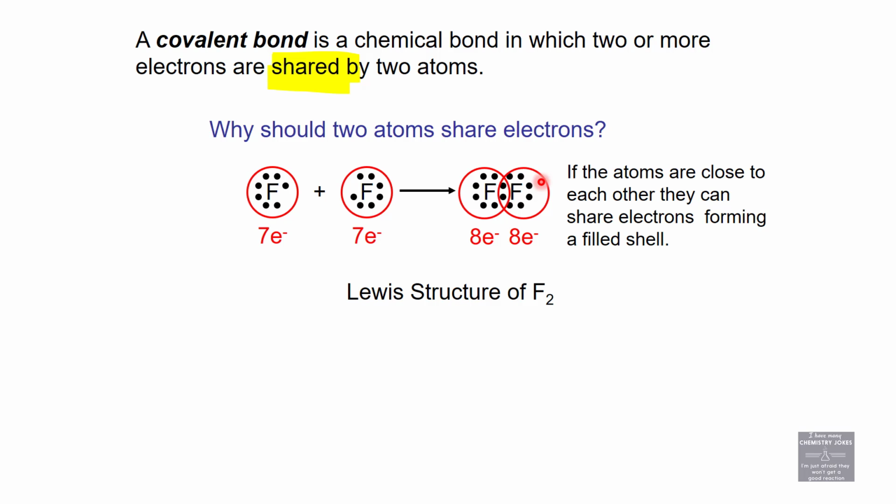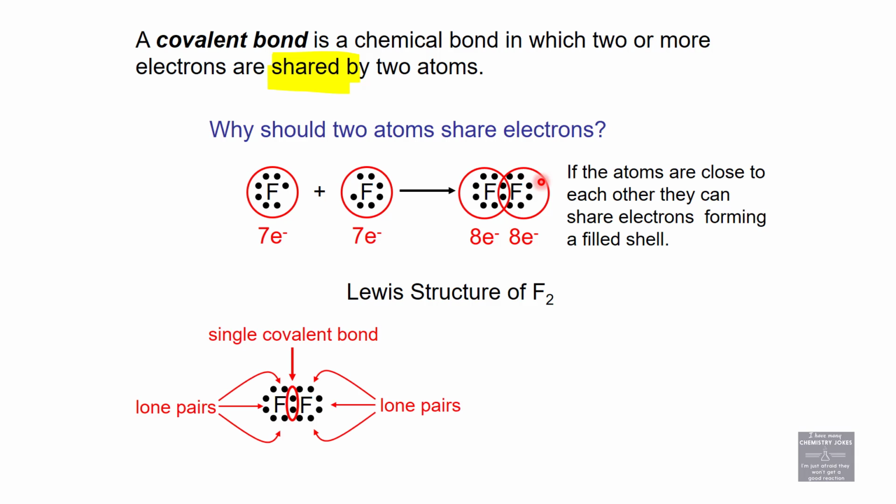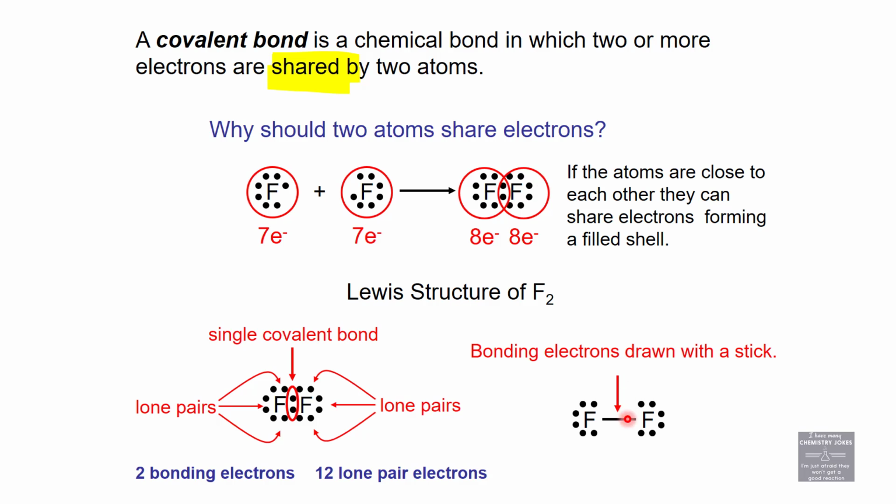So how do we draw Lewis structures when you share? You don't really draw them as dots in between. You draw them as a line in between. A line represents 2 electrons being shared between 2 nonmetal atoms. Okay, so it's called a covalent bond. So these 2 shared electrons, covalent bond.